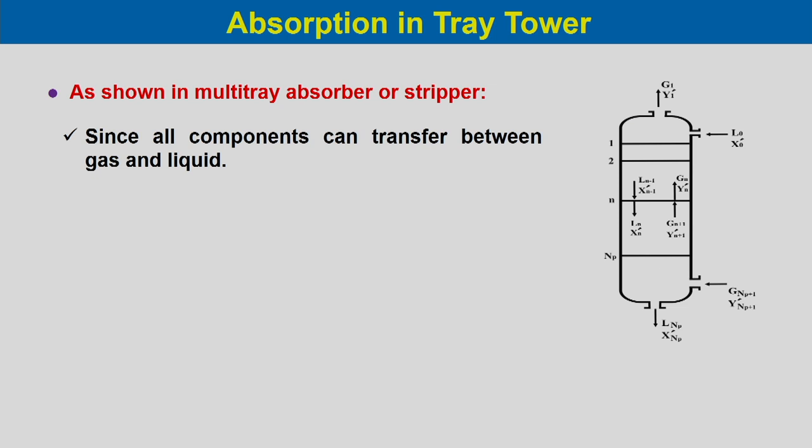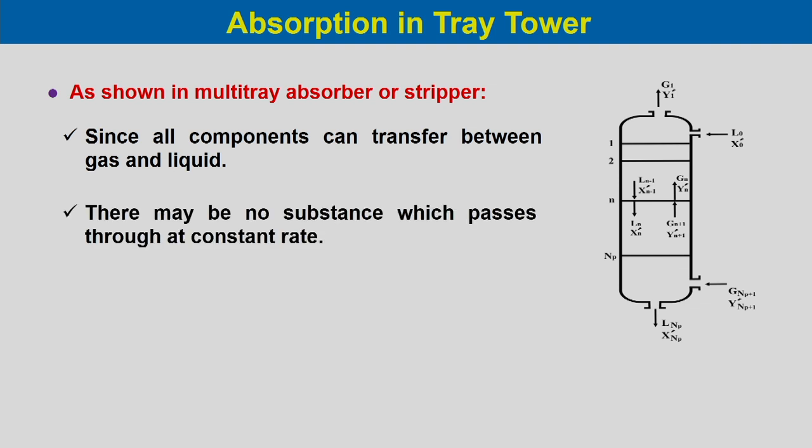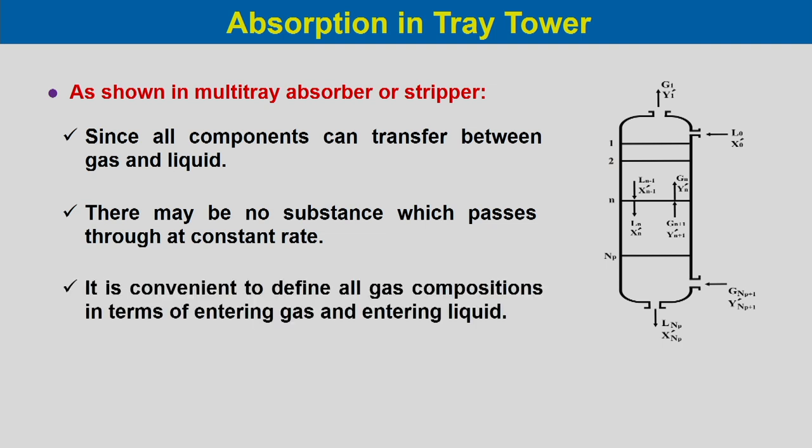Over here this is a multi-tray absorber or stripper, similar to the one we have shown earlier. Since all components can transfer between the gas and liquid, there may be no substance which passes through at a constant rate. Because all the substances are transferring from one phase to the other, a constant rate for each substance may not be there. That is why it is very convenient if we define the composition in terms of the entering gas and entering liquid, which are known to us, then it would be easier to compute.